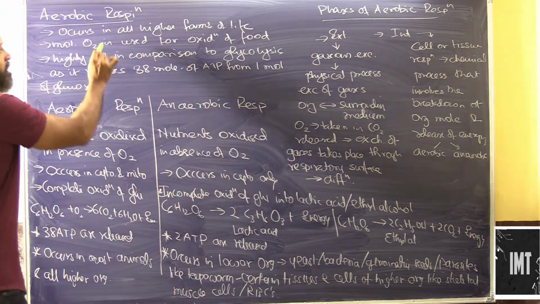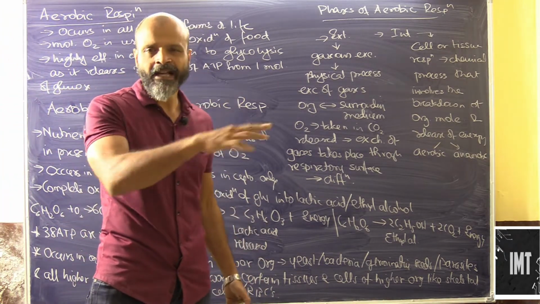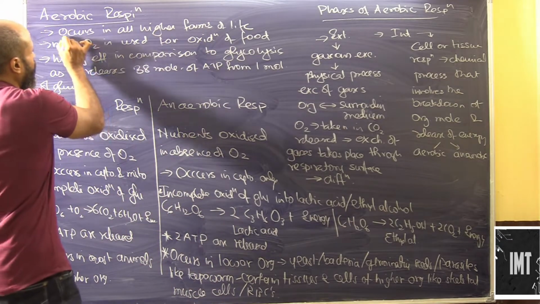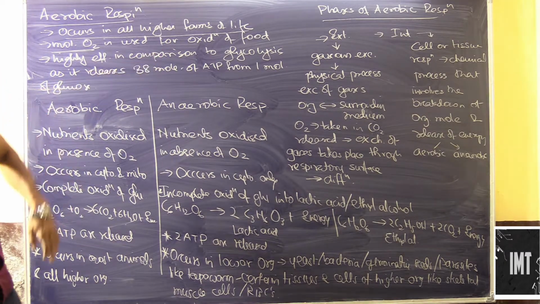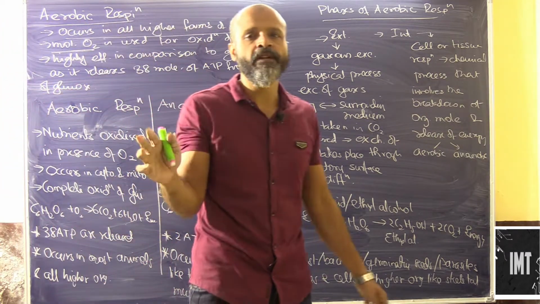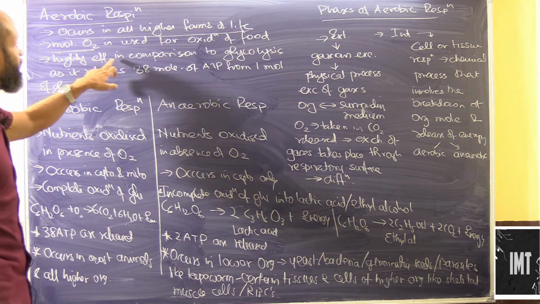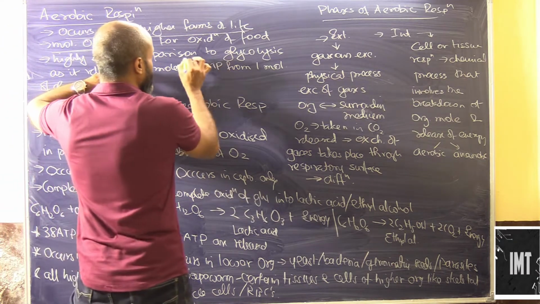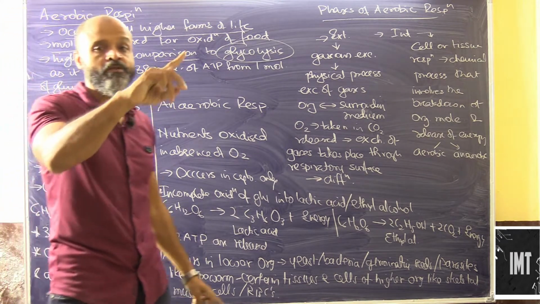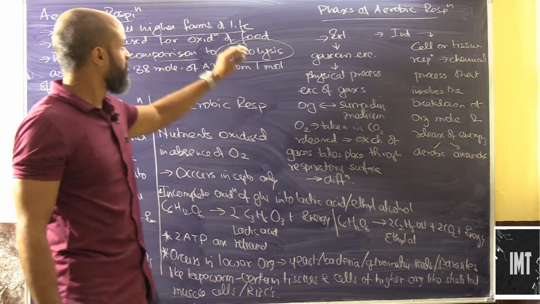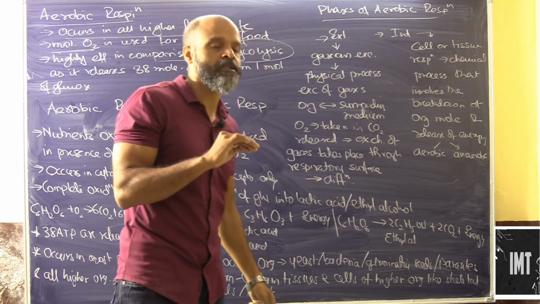It occurs in all higher forms of life: mammals, we human beings, cats, dogs, etc. In this, the molecular oxygen which is available from air or the surrounding medium is used for the oxidation of food. It is highly efficient as compared to glycolysis, because glycolysis primarily happens in the cytoplasm, but aerobic respiration primarily happens in the mitochondria.